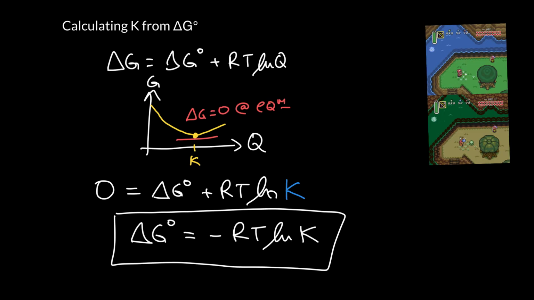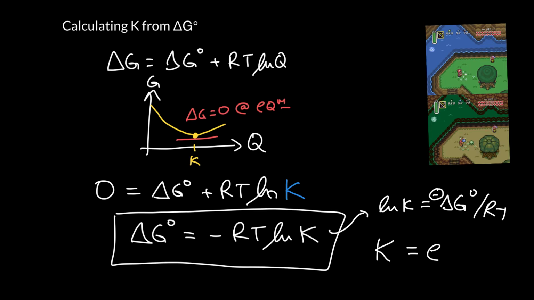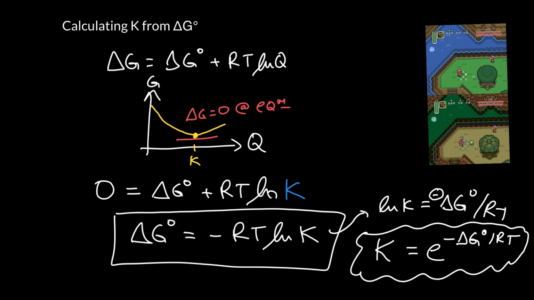We can rearrange this a little bit and get it in terms of how to calculate K from delta G. We can do that by dividing both sides by minus RT. So we get natural log of K is equal to minus delta G standard over RT. And then if we want K, we can just take the anti-log, so that's e to the power of minus delta G standard divided by RT. I'm going to put that in a cloud because that is a pretty amazing equation.